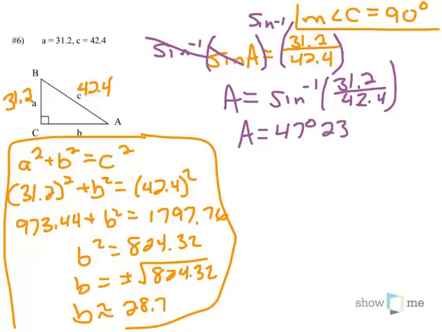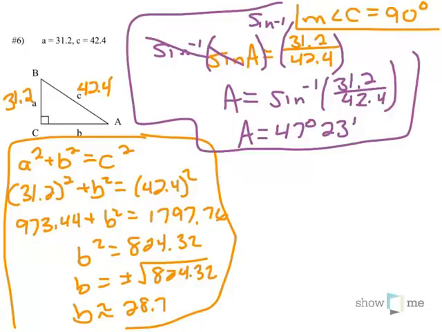Calculator actually gave me 47.379, and so on. 47 is the whole number, that's the degrees. If you take the decimal, the 0.379, and you multiply it by 60, it changes it to minutes. That's how I got 23 minutes.